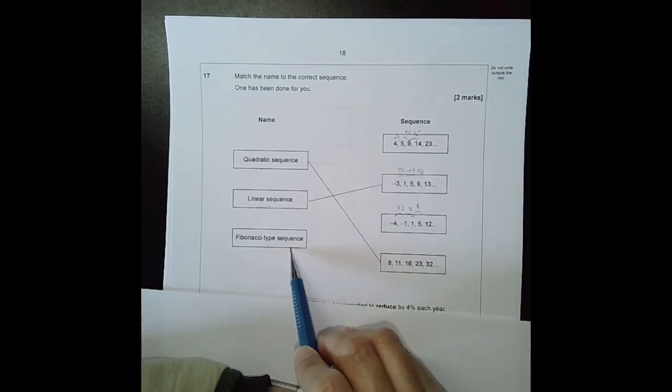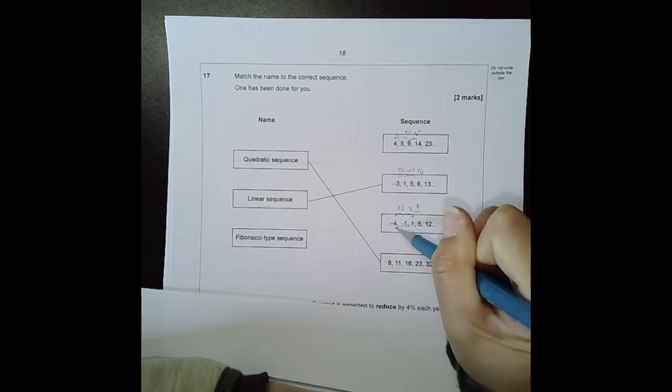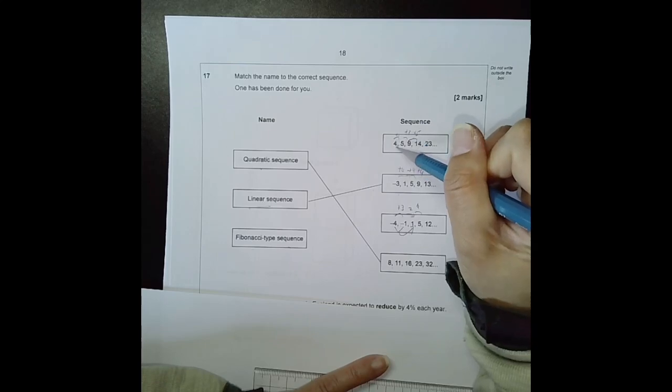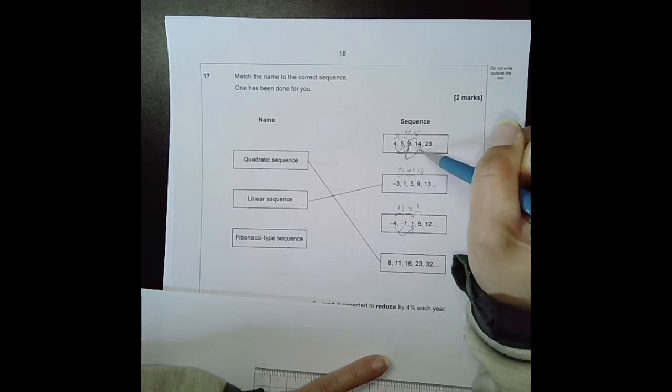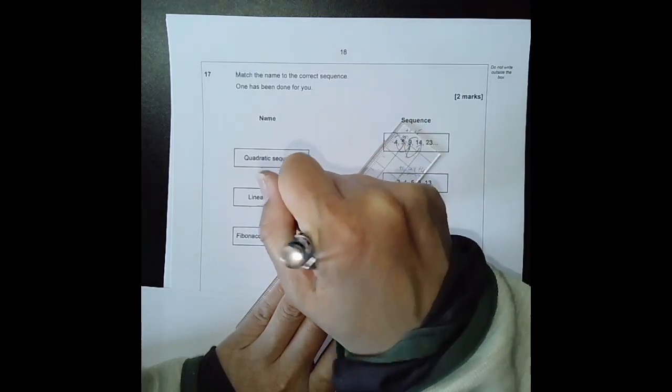Fibonacci sequence, so it's like adding the first two together. So -4 and -1 add up, not really. So let's try. 4 and 5 add up to 9, correct. 5 and 9 add up to 14, yes. So this one should be the Fibonacci type.